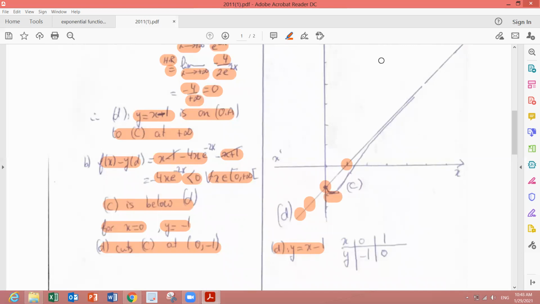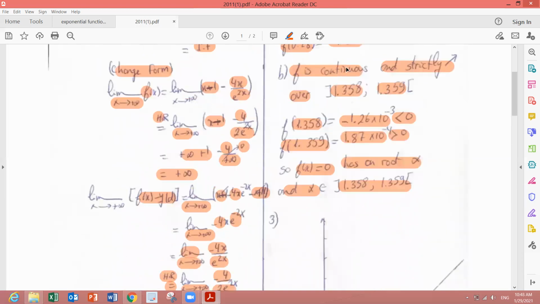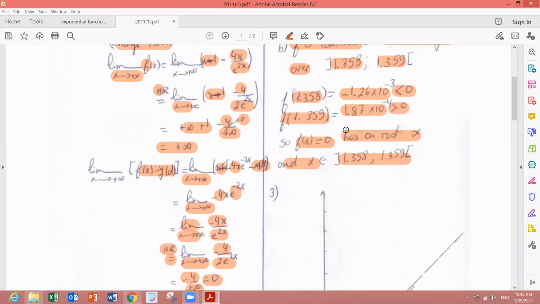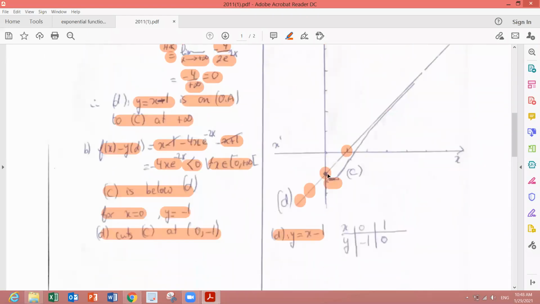Now, the curve is decreasing. The curve starts from the point (0, -1). We start from (0, -1). It goes down to the minimum, then it goes up to plus infinity near the oblique asymptote. It is below the oblique asymptote. We have seen that C is below the oblique asymptote. It cuts it only at (0, -1), and it continues near the oblique asymptote. Also, you can use your calculator by taking particular points.